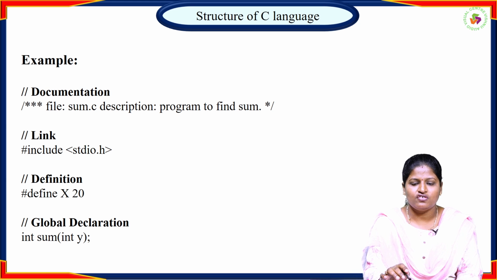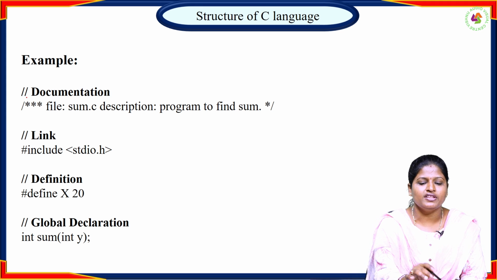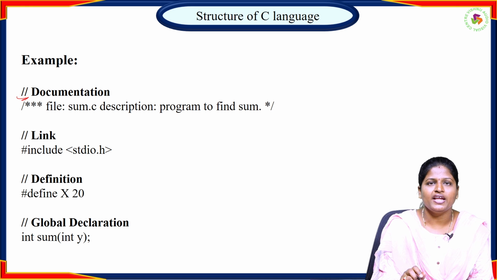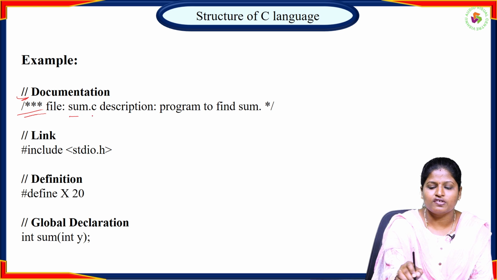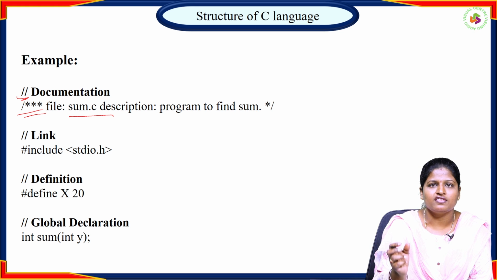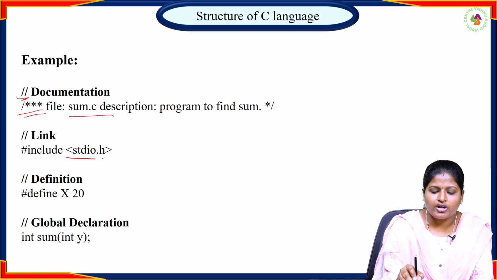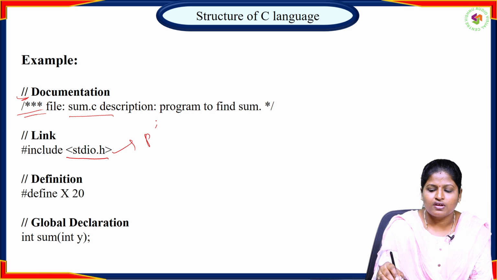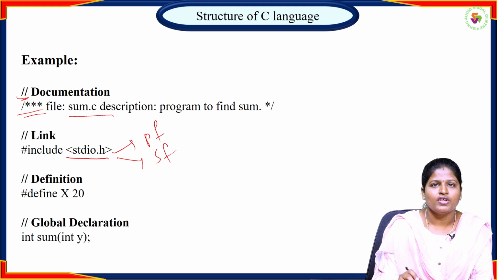As I said, in the documentation section we write the name of the program. Here they have used a single line comment for documentation, and second, multiple line comments, and they have written the name of the program as sum.c. This is about the documentation section. Next, coming to the link section, as I said, we include library files. stdio.h is a library file which consists of functions like printf and scanf. Since we need these files for execution of the program, we use this link section.